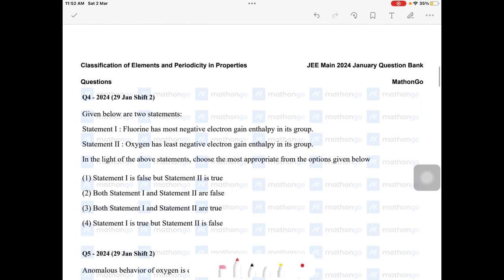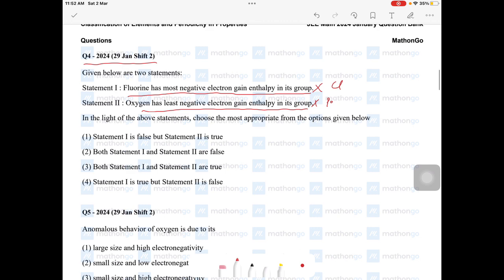Given below are two statements. Question number 4, statement 1: fluorine has most negative electron gain enthalpy in its group. No. In the 17th group, chlorine has more. Statement 2: oxygen has least negative electron gain enthalpy in its group. No. The last one, in oxygen, sulfur, selenium, tellurium, polonium. So now statement 1 and statement 2 are false.